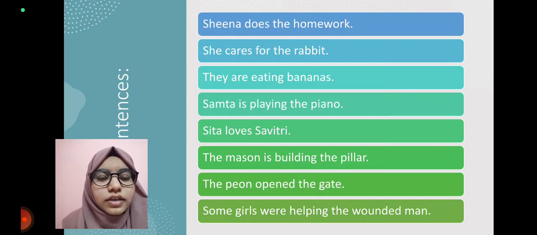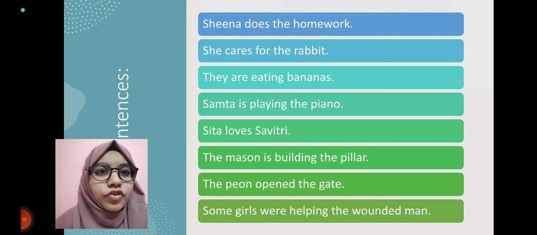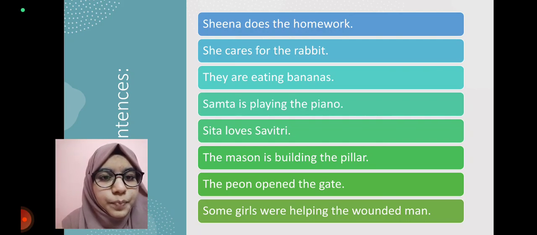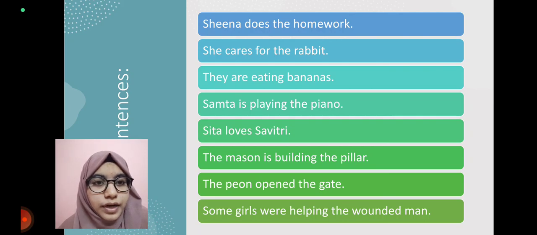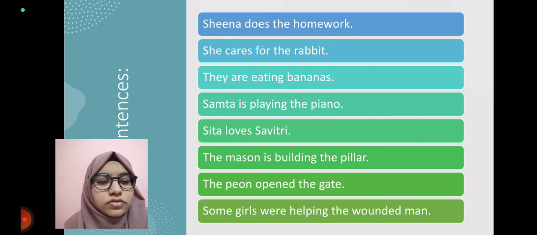And next, we have some examples of active sentences like: Sheena does the homework, she cares for the rabbit, they are eating bananas, Santa is playing the piano, Sita loves Savitri, the mason is building the wall, the peon opened the gate, some boys were helping the wounded man.